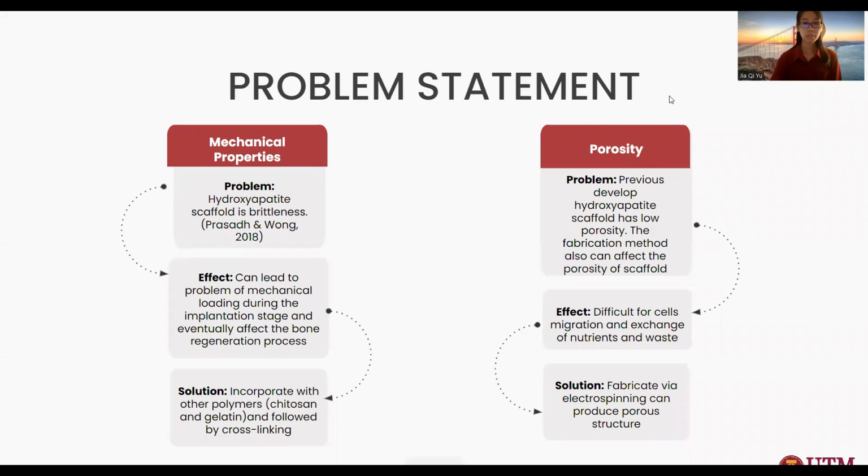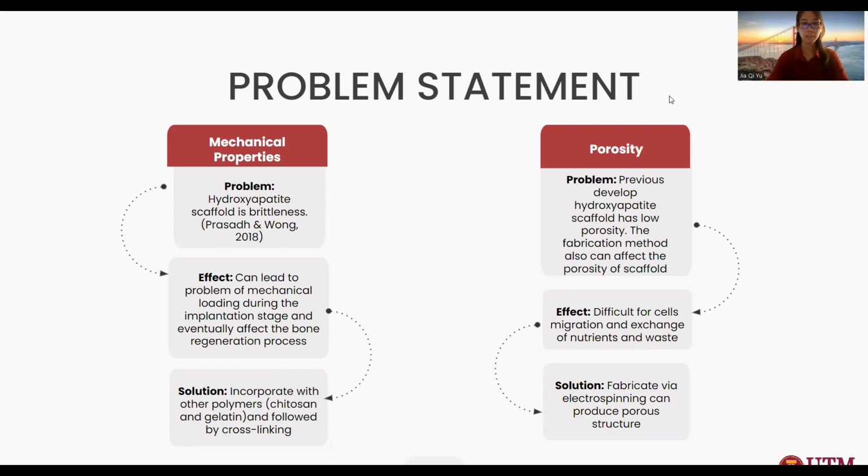There are two problem statements in my study. First is the mechanical properties problem. According to the research, the hydroxyapatite scaffold is brittle. The brittle structure will cause problems of mechanical loading during the implantation stage and eventually affect the bone regeneration process. So, the solution is hydroxyapatite incorporated with other polymers, which are tryptophan and gelatin, followed by cross-linking.